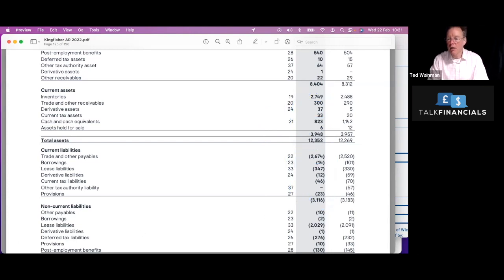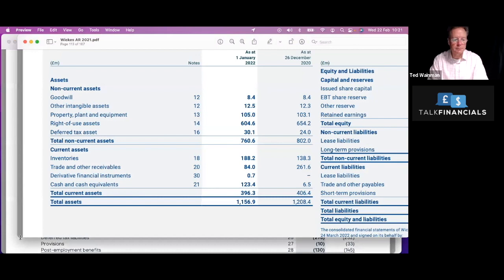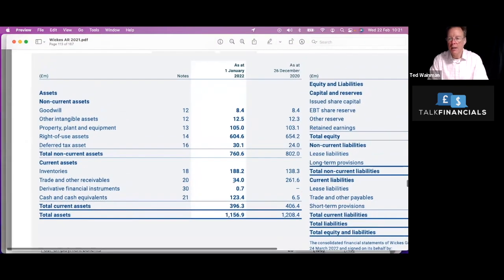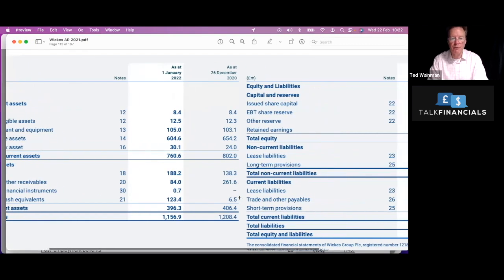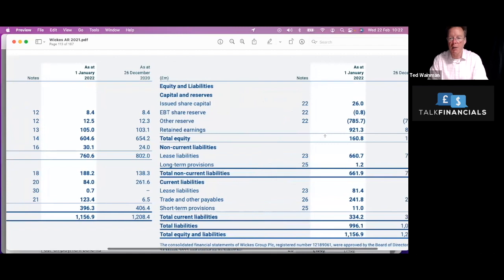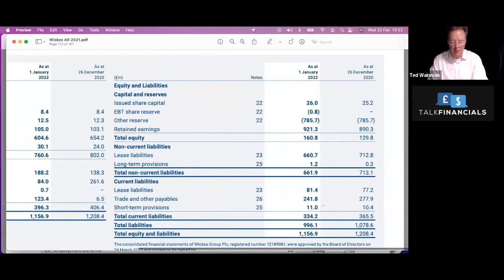Now, go back to Wickes. Here is Wickes. Let's get that over a little bit. There we go. For the Wickes, again, very large inventory, or relatively large inventory, relatively smaller trade and other receivables, and some cash sitting in the bank. And over on the other side, we've got the liabilities. We're looking at this bottom bit down here. This is the current liabilities, things we have to pay soon. Biggest liability is the 242 million that they owe to their suppliers.